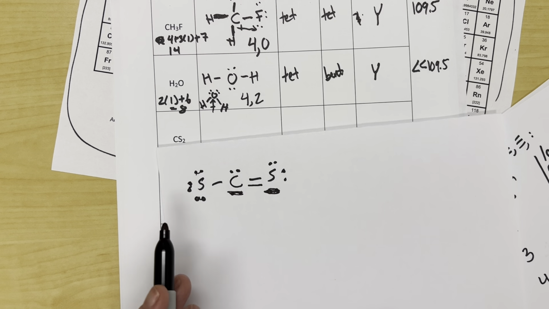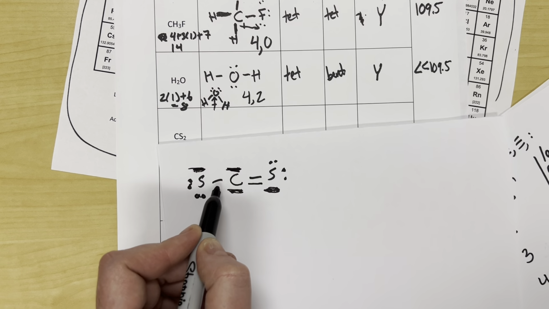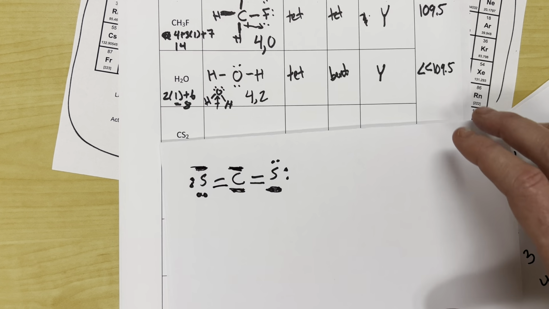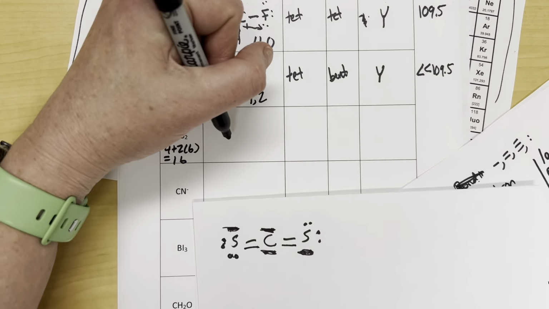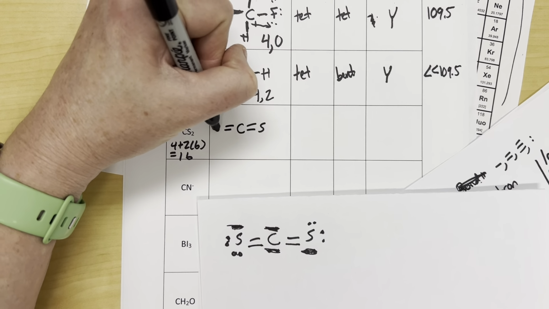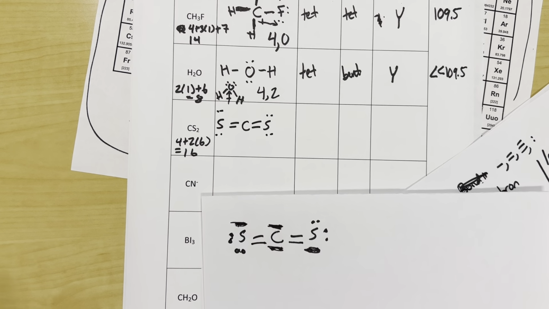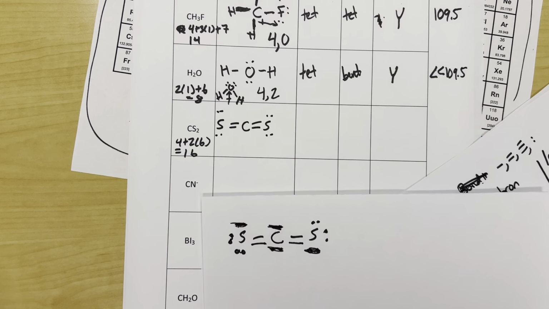We still got too many because we can only have 16. So I'm going to get rid of a lone pair there, and draw a bond between them. So what we end up looking like is a carbon, double bonded to a sulfur, double bonded to another sulfur, and each sulfur has two lone pairs on it. Like that. Okay, that's our 16.